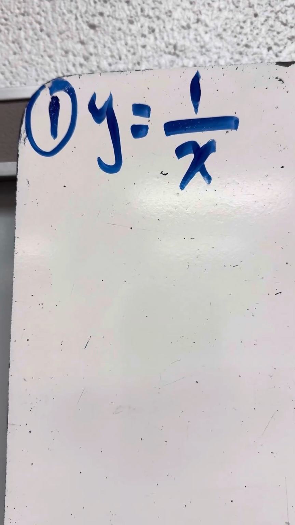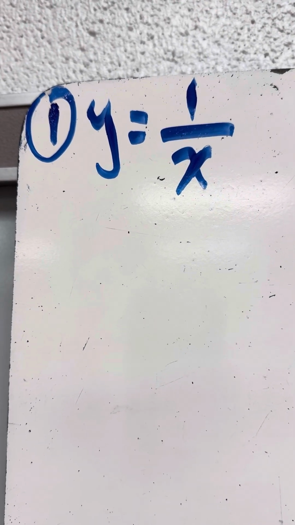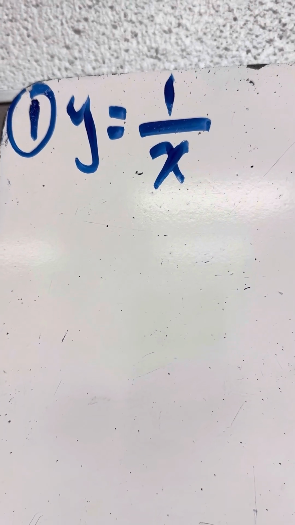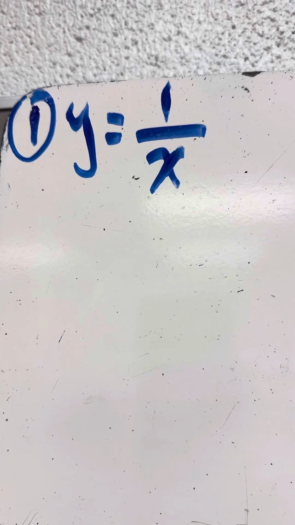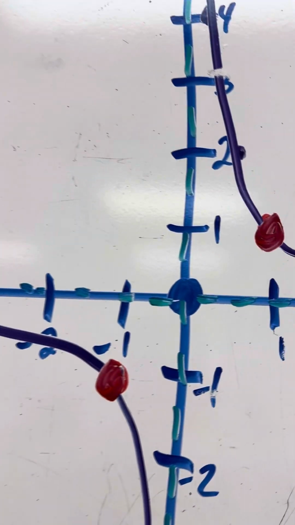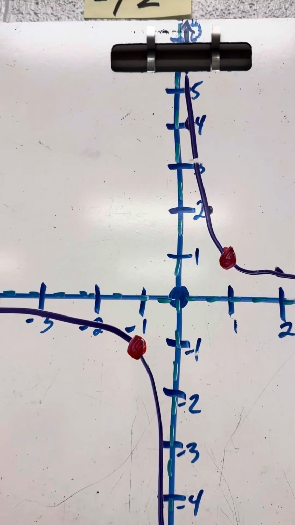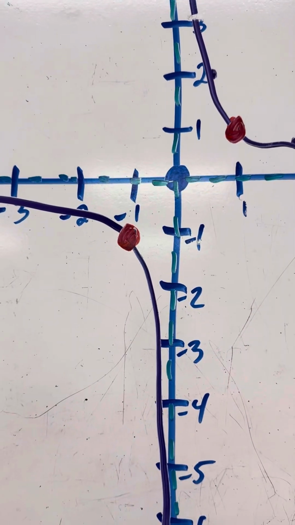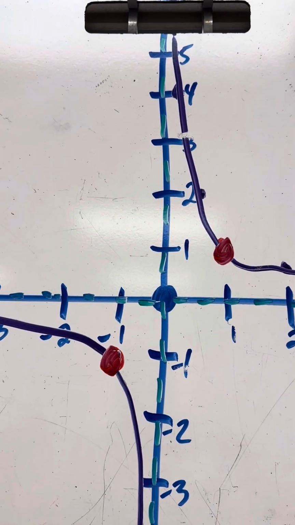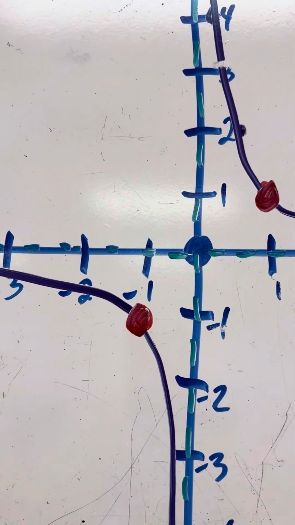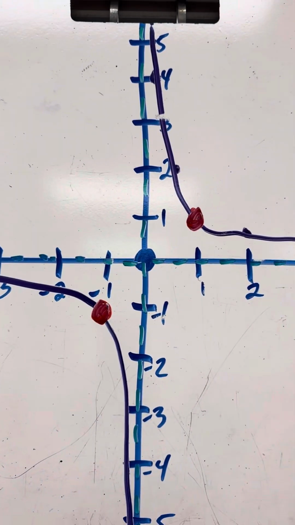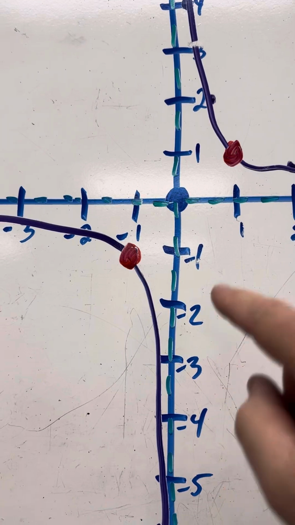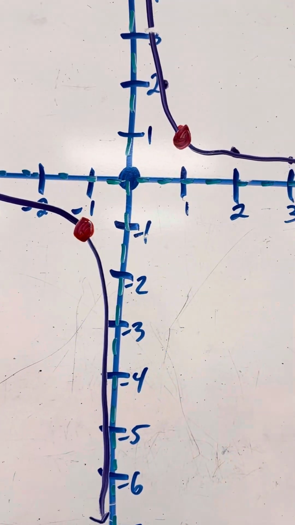Okay? So if I put 0 in for x, 1 divided by 0 does not exist. It's called undefined. So here's what happens. At 0, there is a part of this graph here that will never be touched because it's undefined at 0 in both directions. So this is called an asymptote. And this one is also an asymptote.